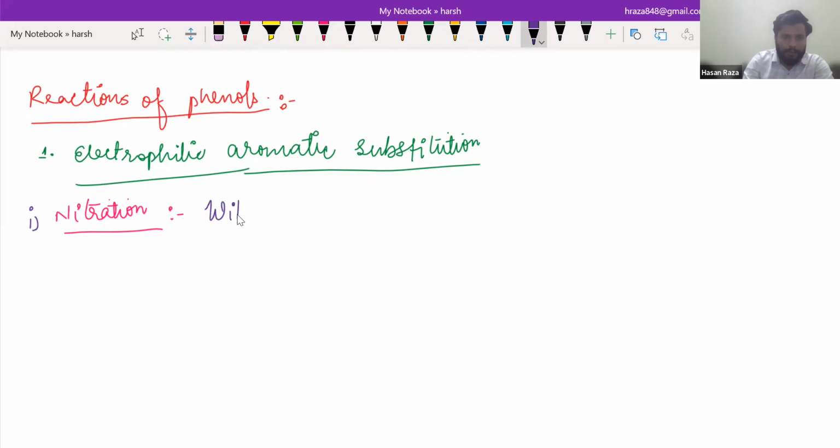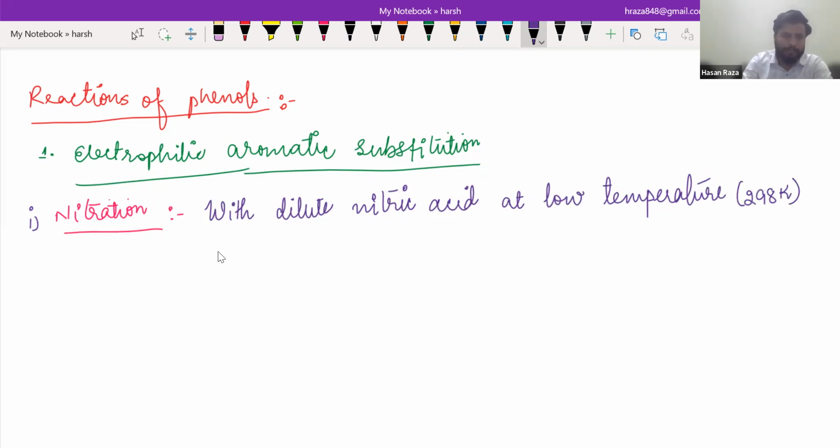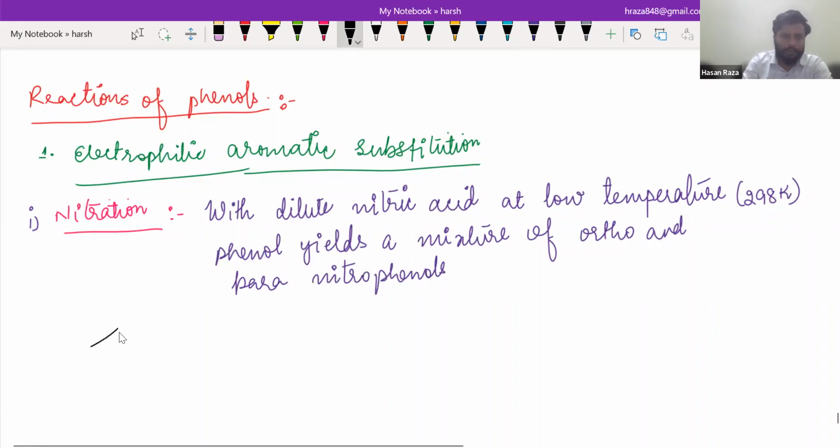So we can write, with dilute nitric acid at low temperature as low as 298 Kelvin, phenol gives a mixture of ortho and para nitrophenols.